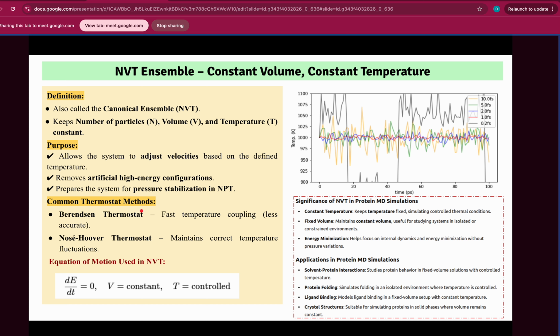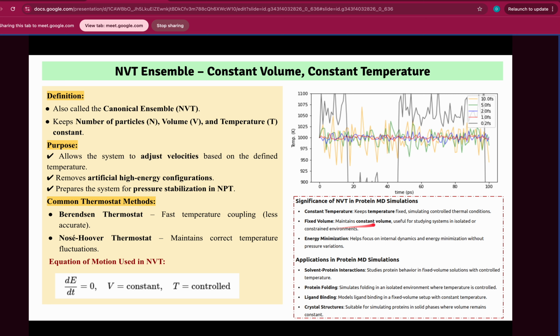Common thermostats which we use to maintain constant temperature are the Berendsen thermostat, which is fast temperature coupling but less accurate, or the Nose-Hoover thermostat, which maintains correct temperature fluctuations. The equation in NVT means the change in energy with time is 0, where V is constant, which is volume, and T is controlled, that is temperature. So the significance of NVT is that it helps us to maintain a constant temperature. We fix the temperature and simulate controlled thermal conditions.